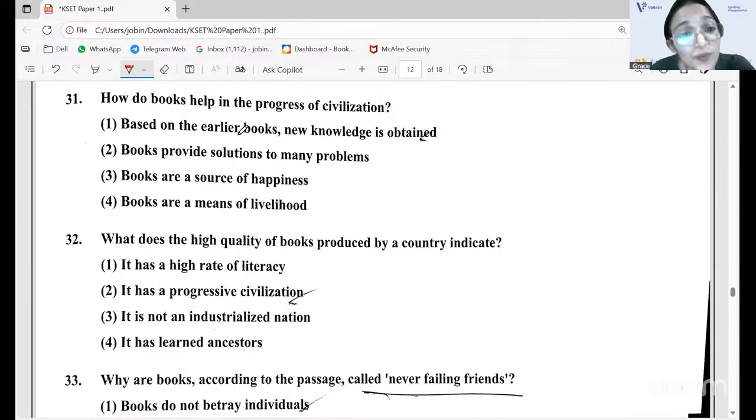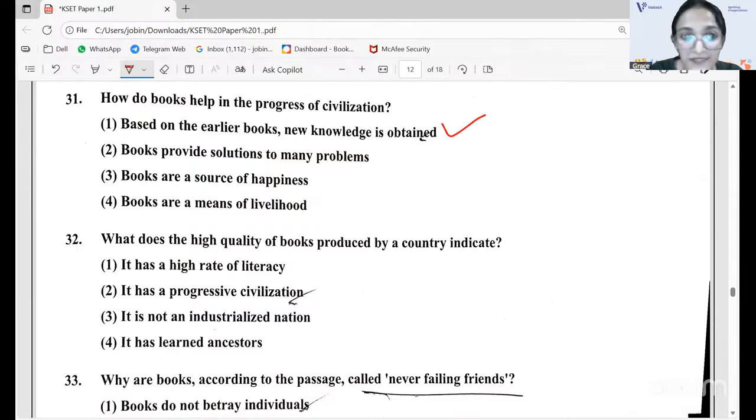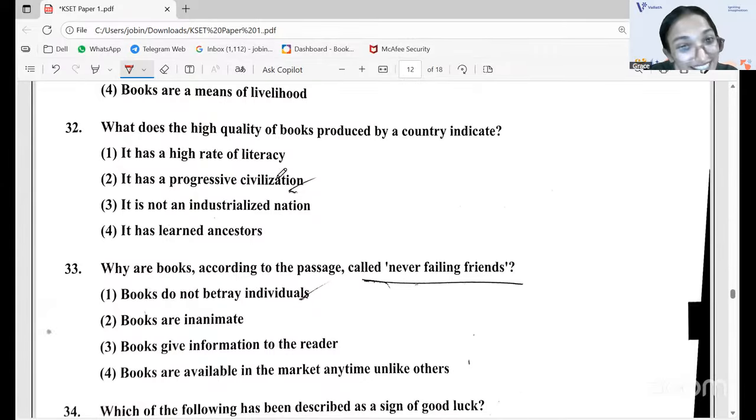So question 31, how do books help in the progress of civilization? It is an easy question. We can easily come up with the answer. It is option 1. Based on the earlier books, new knowledge is obtained. So 2, 3, 4 are not the appropriate ones. The second question, 32, what does the high quality of books produced by a country indicate? It indicates it has a progressive civilization.